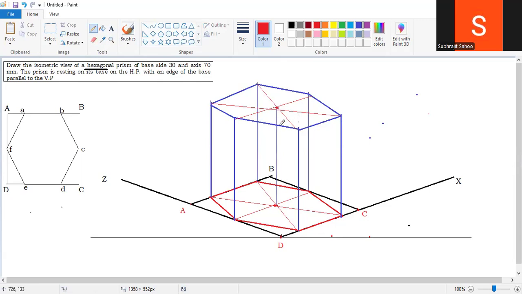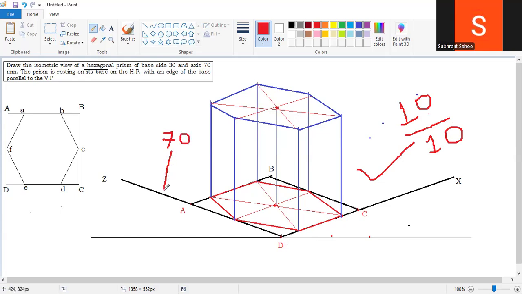This center to this center, height is how much? 70. Everywhere, this is also 70. This is also 70. This is also 70. This is also 70. If we draw like this, and the question is a 10 mark question, you will get 10 out of 10, right? Here, naming is not important, but you need to give the dimension. So what is the height here? Only one dimension, 70. Height is 70.